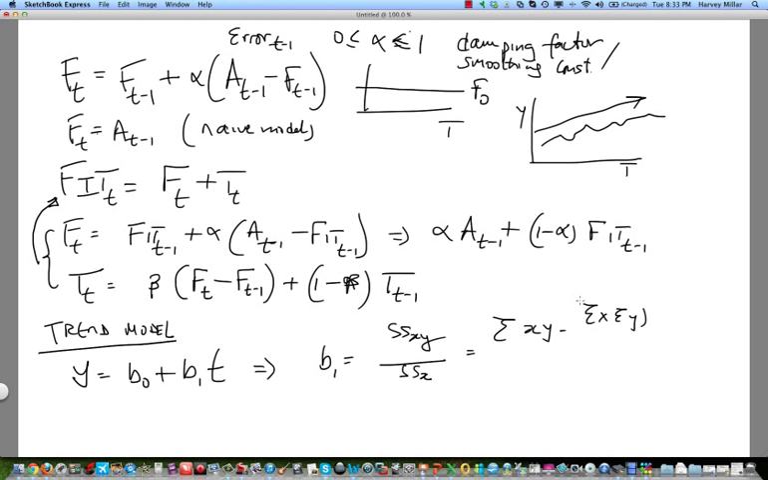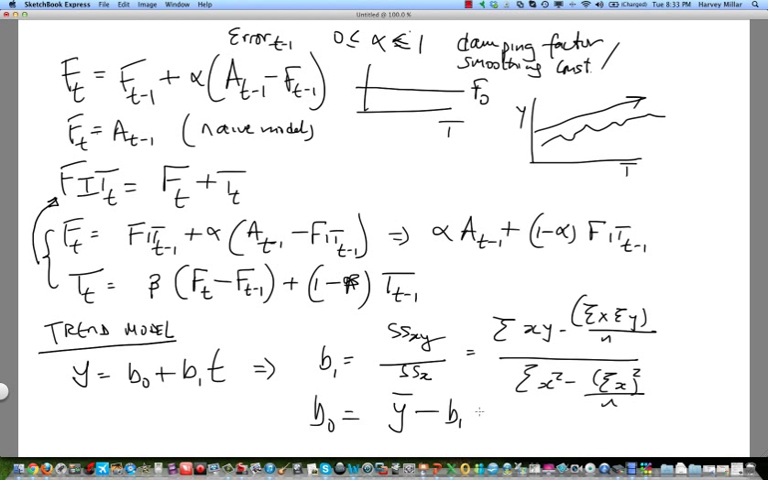The sum of xy minus the sum of x times the sum of y over n, and then we divide it by the sum of x squared minus the sum of x all squared over n. Something that looks like that. And then the intercept is calculated by taking the average of the y's minus the slope that we just calculated times the average of the x values. And then bring those two values together.